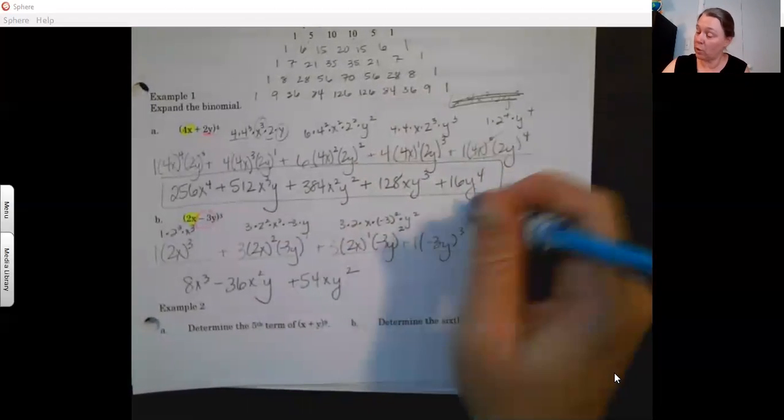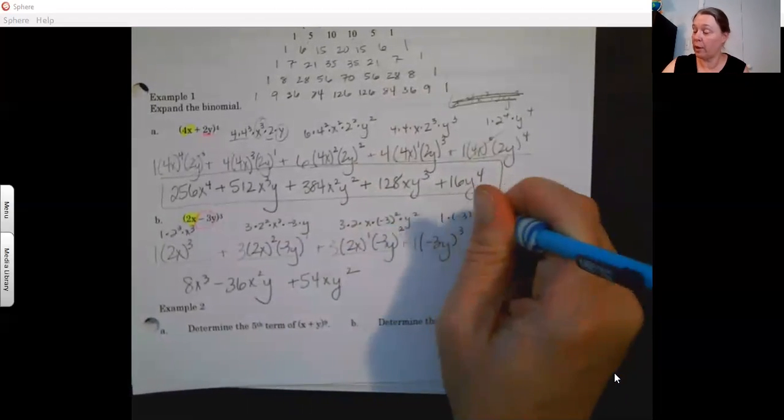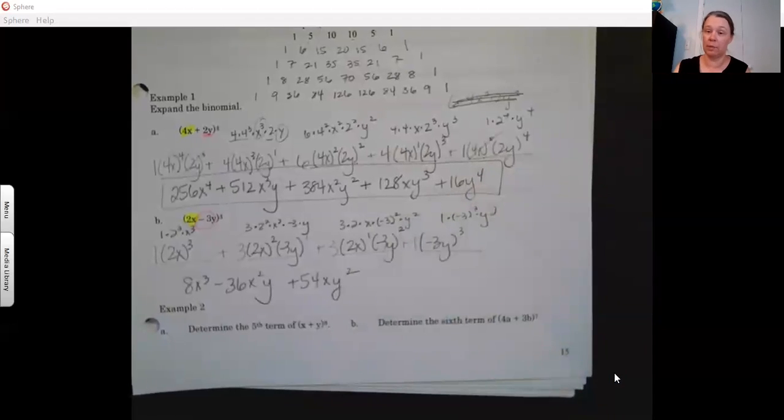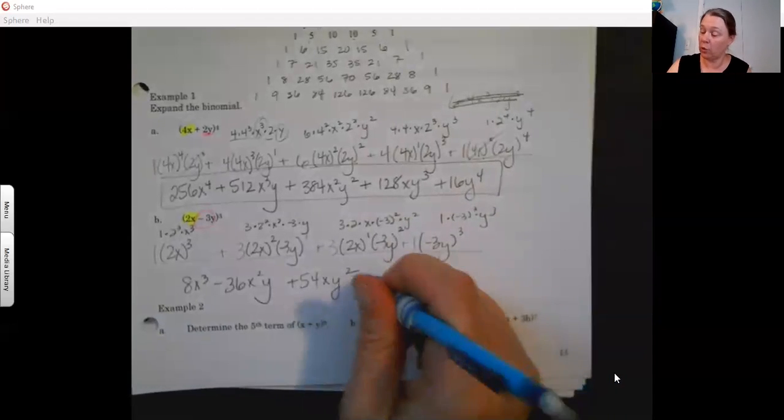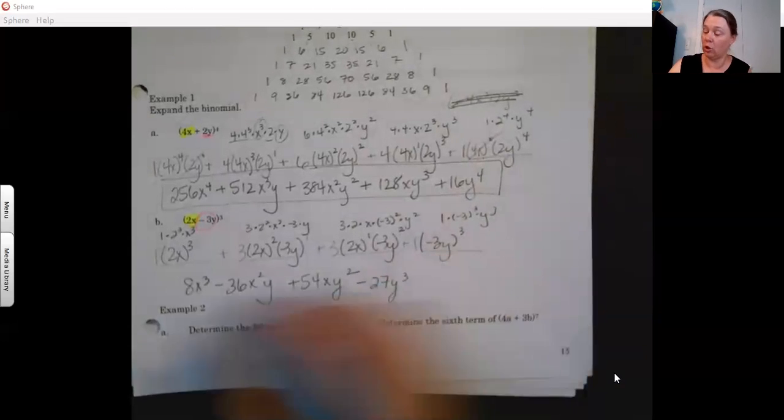And then this last one is 1 times, again, I'm putting that negative in parentheses so I remember it's negative 3 times negative 3 times negative 3. So it's negative 27, or minus 27y cubed.